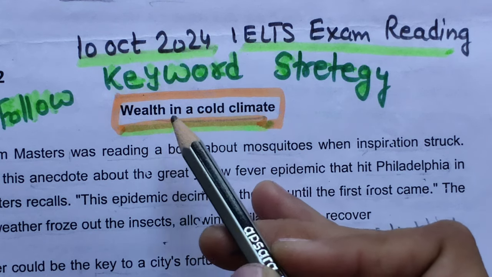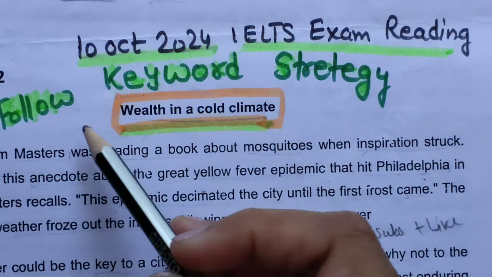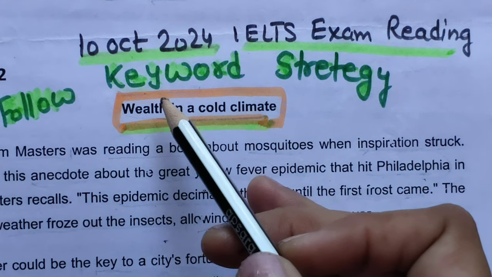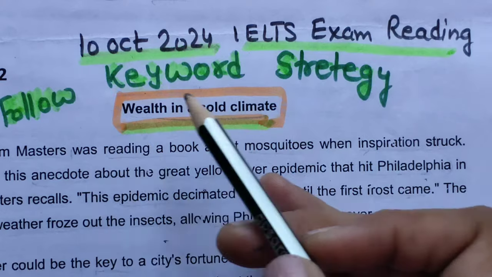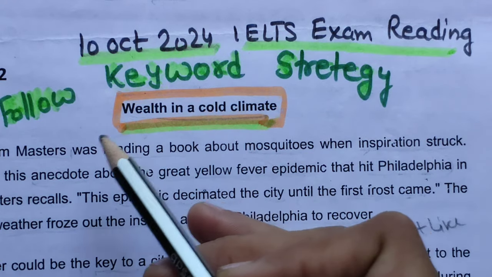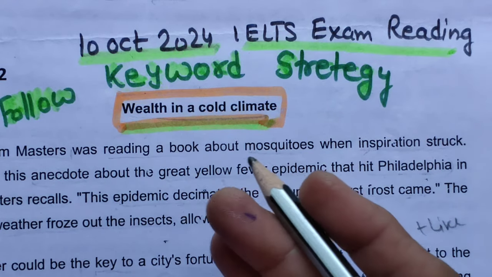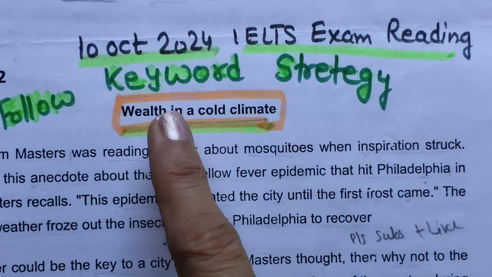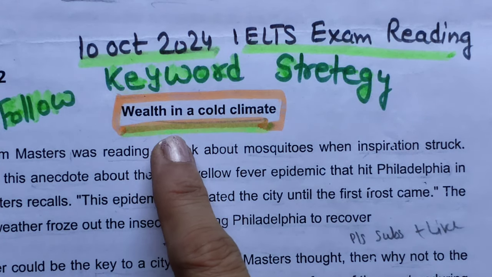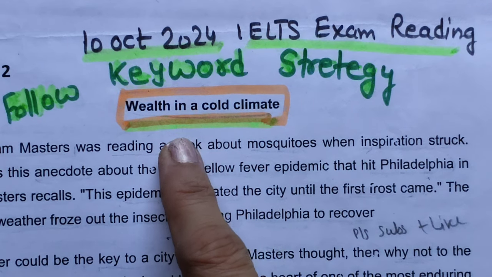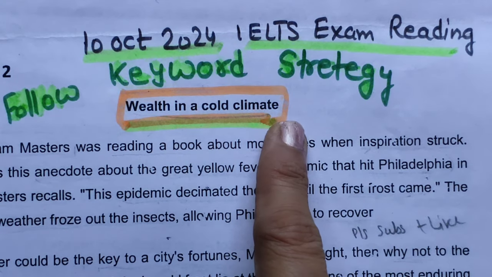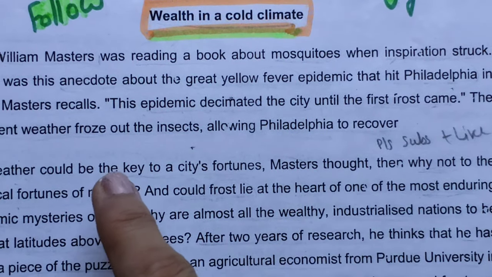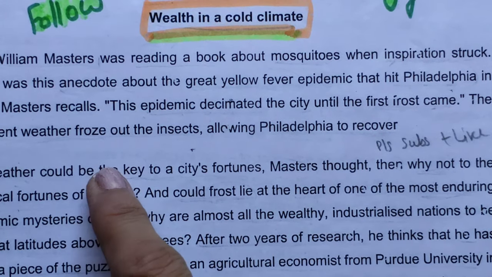Before starting this reading, one of my students had asked me how to select important keywords. I always say follow the keyword strategy. But why? Which are the important keywords? First, I'm going to tell you how you can select important keywords only. Then we will follow this reading passage. Wealth in a Cold Climate has paragraphs, and they have given a name for each.